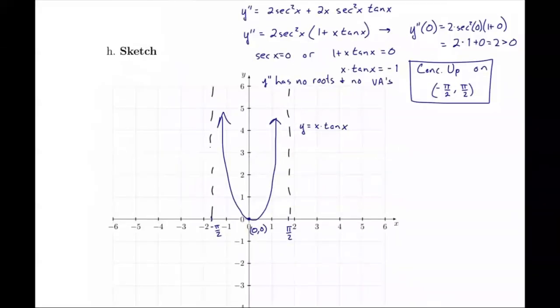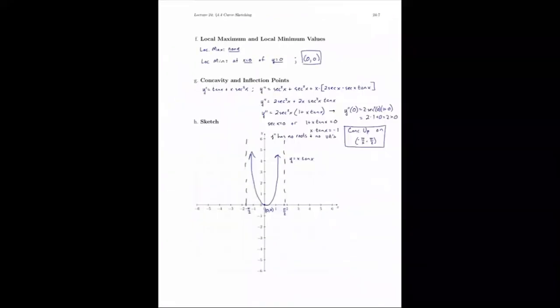And is there anything else we need to think about with this? Well, we're concave up everywhere. Well, that's good. We have to be concave up in order to draw this shape and not cross those asymptotes. So there we have it. This is the graph of y equals x tangent of x, or at least a sketch of that graph.